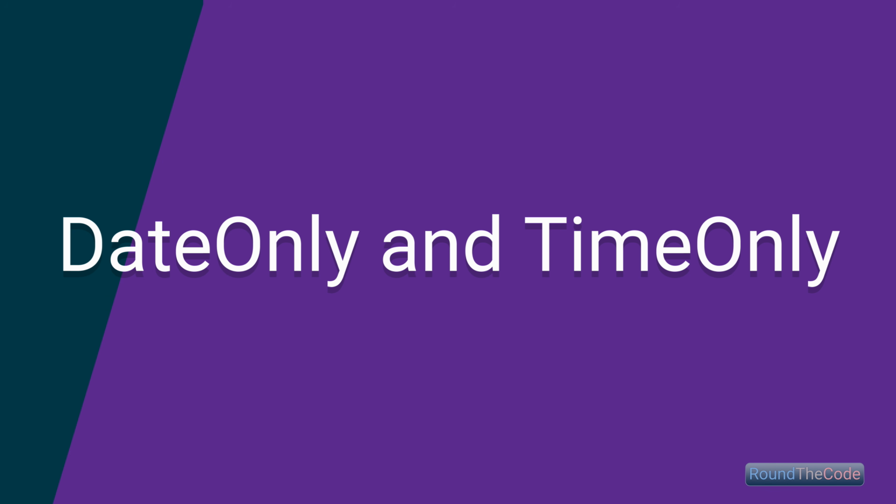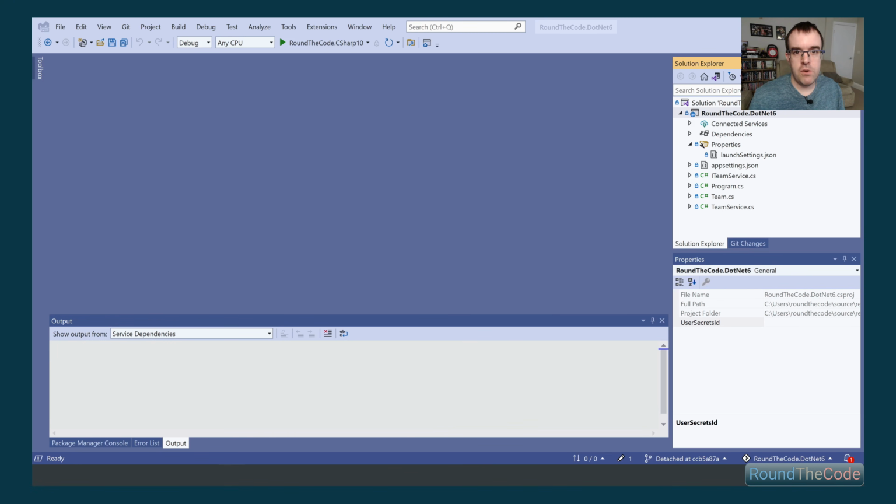Final thing we're going to have a look at is date only and time only. Now this is long overdue in .NET 6, as we've had this functionality in SQL Server for some time, where you could set a field as date only or time only. And finally it's come to .NET 6. So I'm going to show you this in our ASP.NET Core Web API.